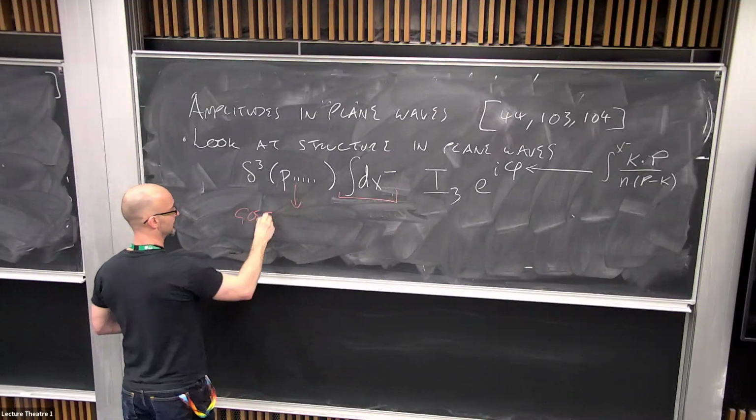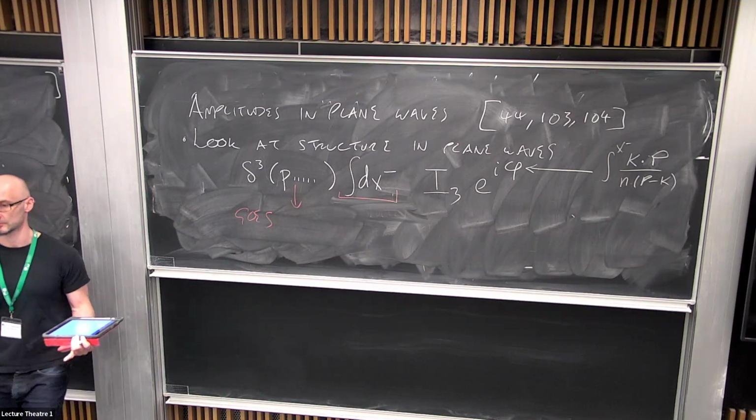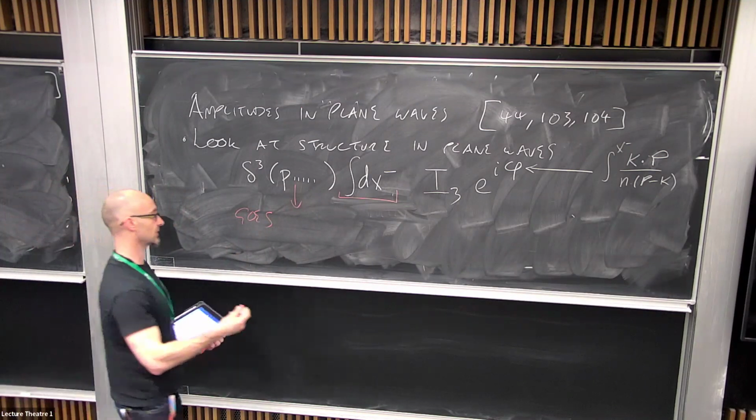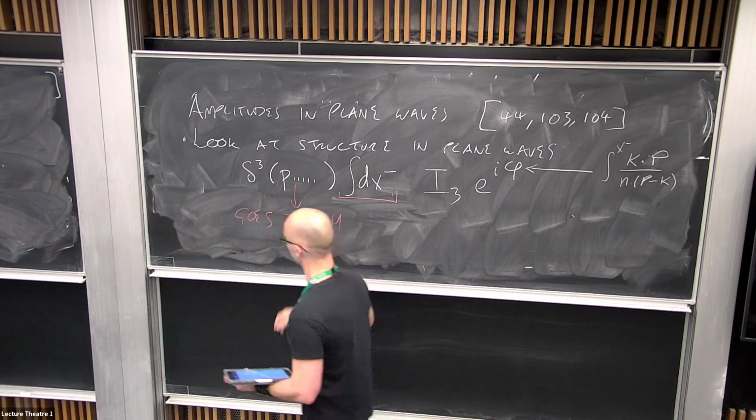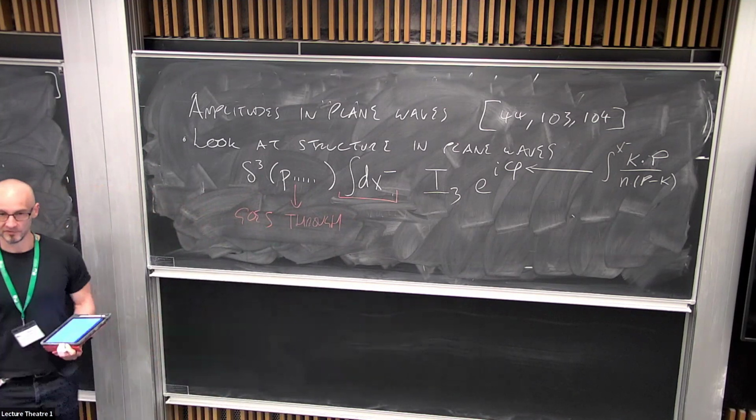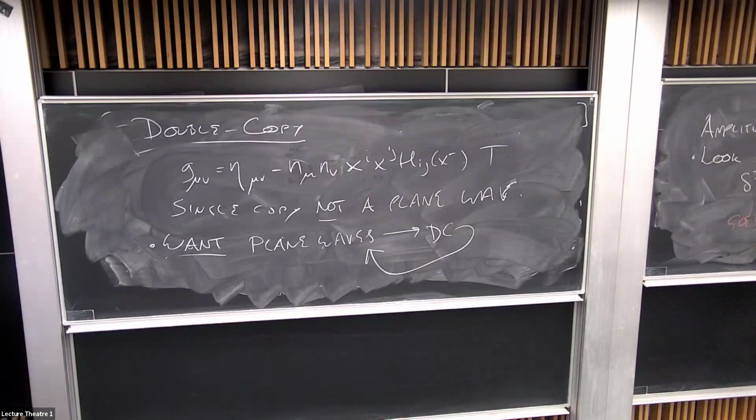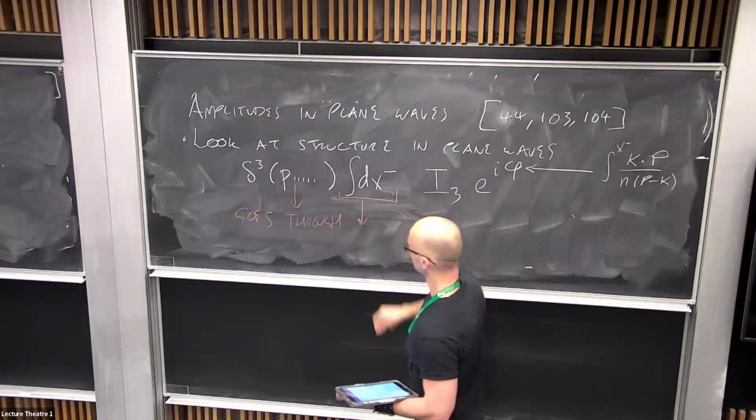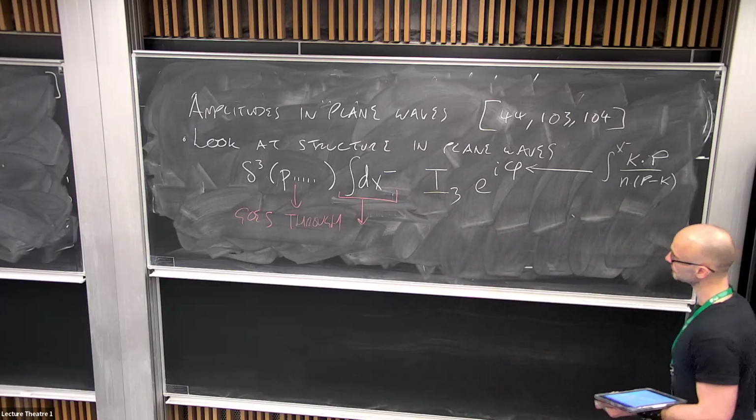Because the symmetry should be the same on both sides, right? We're going from plane waves to plane waves. We should have the same momentum conservation on both sides of this double copy correspondence. So that delta function should just go through. We should get the same delta function on both sides. We're always going to have an unevaluated integral, so that just goes through as well.